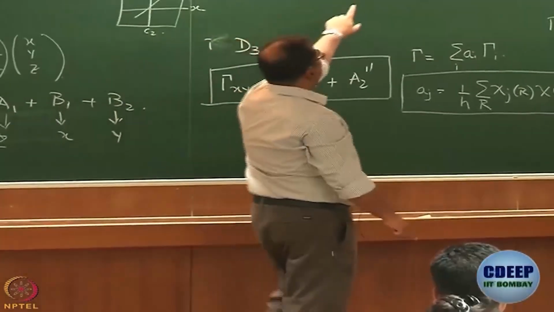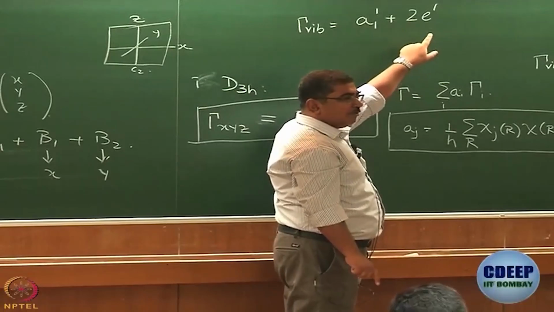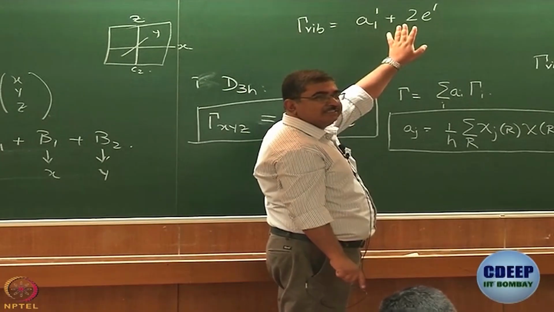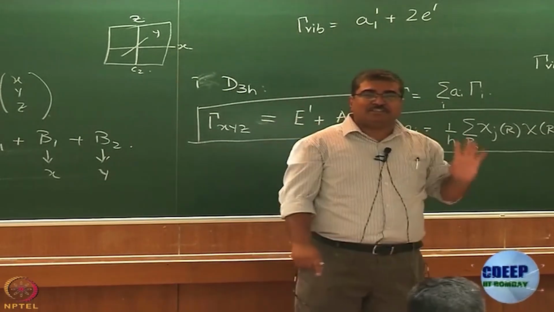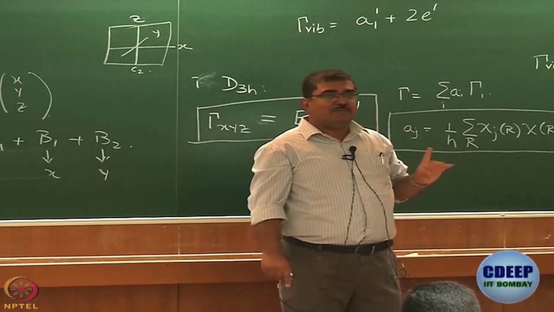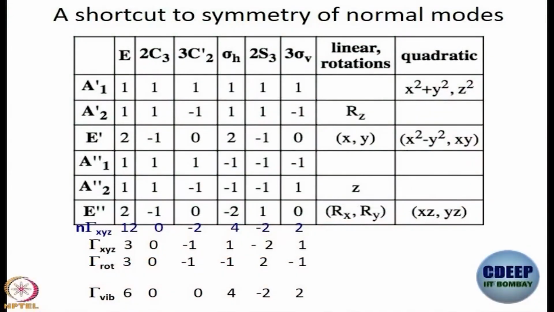So, 1 A1 dash and 2 into 2, 4 E dash vibrations. Have you understood now? So, we have only one left to do. If you account for one more, we are done. Alright, what is the coefficient of A1 double dash, sorry? That is the job of whom? 0. No A1 double dash vibration. What about A2 double dash? A2 double dash, 1, sure?